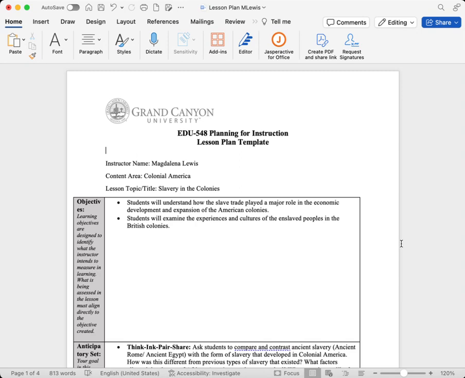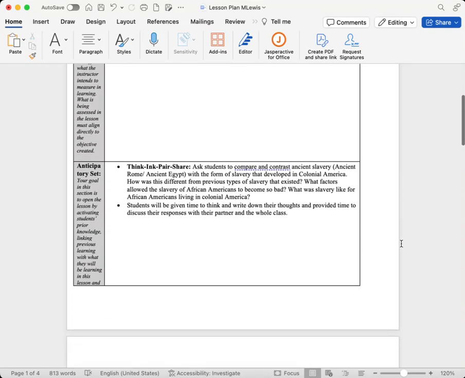Now, both of these objectives do tie into our major learning outcomes for the course, which is how students are exploring race, gender, and class, and how those things affected the lives of all the Americans living in the British colonies. To start off this lesson, I do ask students a few questions that I do expect them to do a think, ink, pair, share.